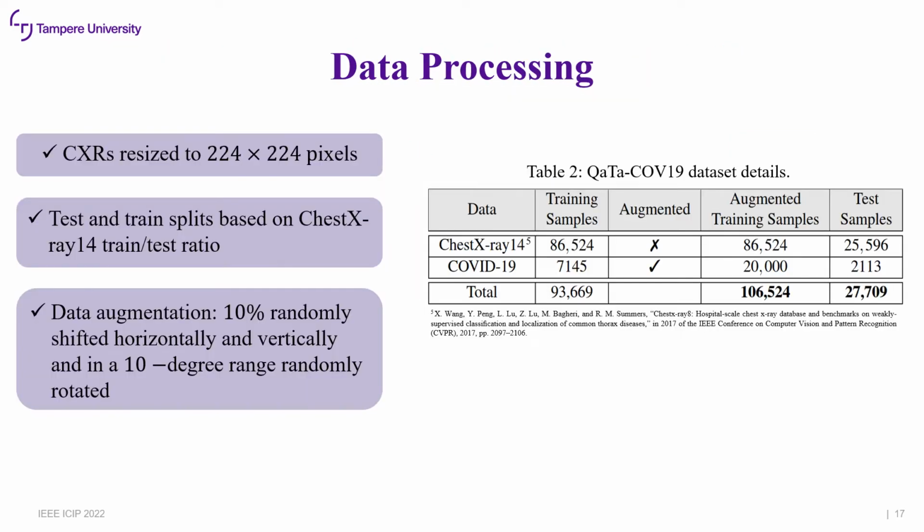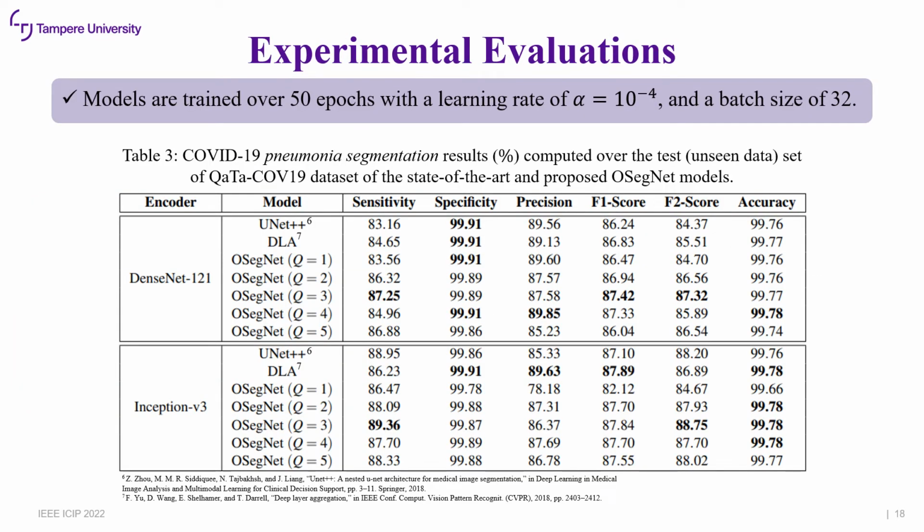In the data processing part, we have resized all the chest X-rays and then formed our test and train sets. On the training set, we have applied data augmentation. From the table, you can see the training set and the test samples after the data processing. In experimental evaluations, we have trained the models over 50 epochs with a learning rate of 10 to the minus 4 and a batch size of 32.